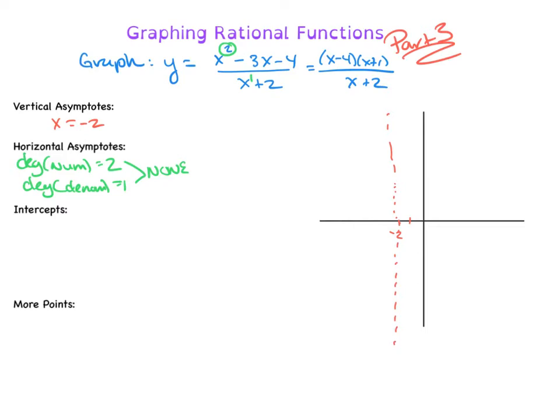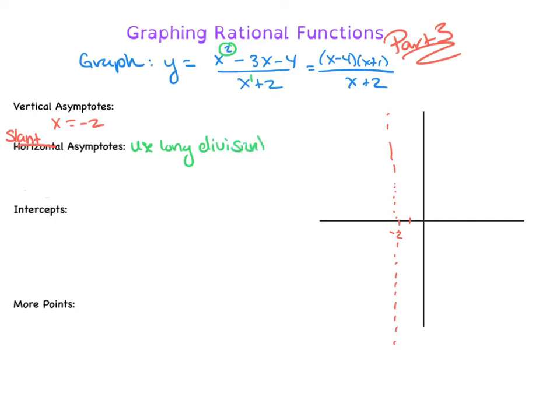What we have instead is a slant asymptote. So here's what we're going to do to find our slant asymptote. We're going to use long division. And if you haven't seen our video previously on long division of polynomials, please make sure you check that out.